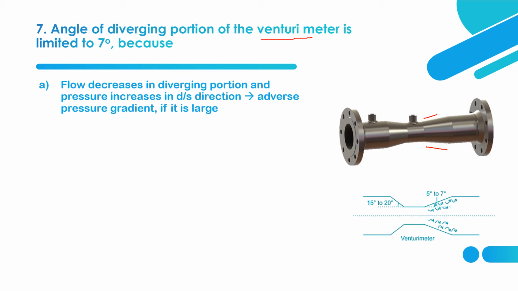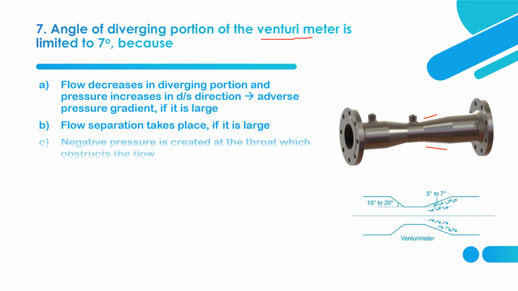Option A, flow decreases in the diverging portion and pressure increases in the downstream direction, so that an adverse pressure gradient happens if the angle is large. Option B, if the angle is large, flow separation takes place. Option C, negative pressure is created at the throat, which obstructs the flow. Option D, none of these. So what are the reasons behind it? There may be more than one correct option. It is an MSQ type question, multiple select question, so be aware when selecting the options. Not only one option is correct.